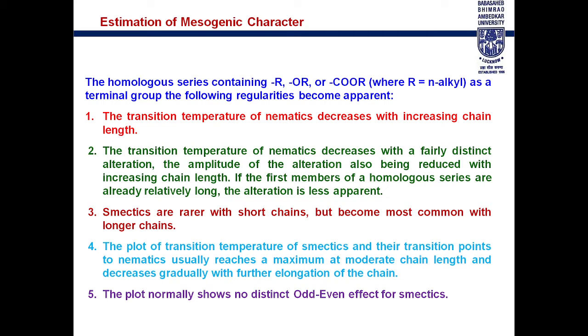Smectics are rarer with short chains but become more common with longer chains. The plot of transition temperature of smectics and their transition point to the nematic usually reaches a maximum at moderate chain length and decreases gradually with further elongation of the chain. The plot normally shows no distinct even-odd effect for smectics.